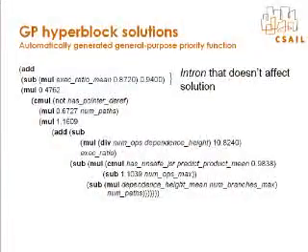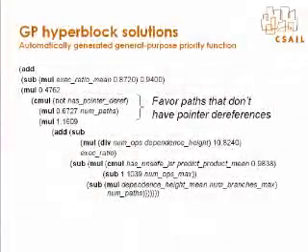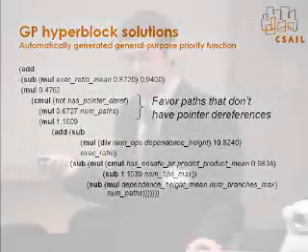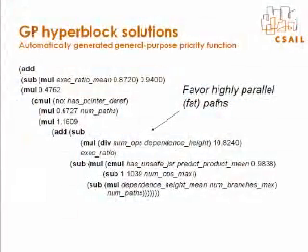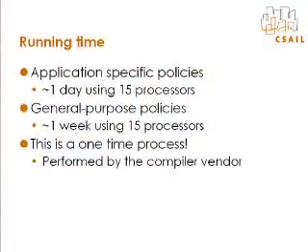Let's look at the priority function that the approach came up with. As with other genetic programming solutions, there's a lot of bloat that doesn't really affect the solution. But this does some interesting things. It favors paths that don't have pointer dereferences. It favors paths that have a lot of instruction level parallelism again. And if a path makes a call to a subroutine that might have side effects, then it'll penalize it. So again, it's doing some similar things to the human constructed priority function, but the relative importance of certain characteristics of the paths are different. And it's about 8% better for this one.